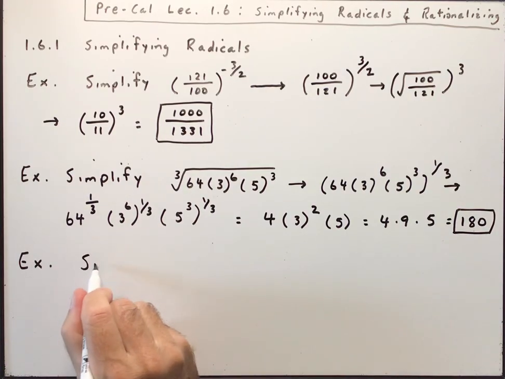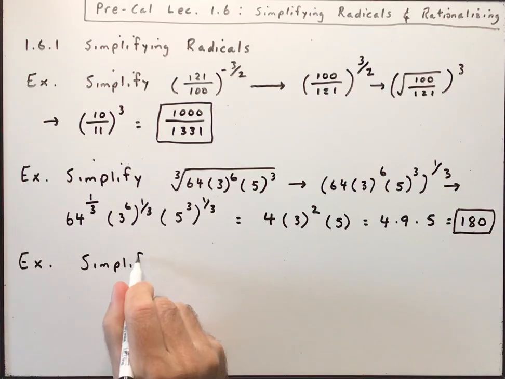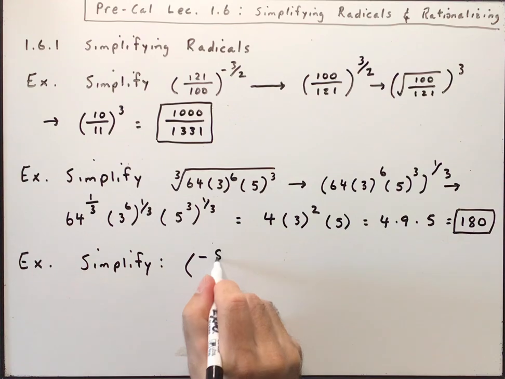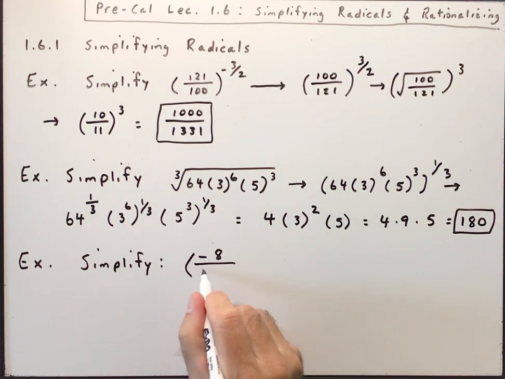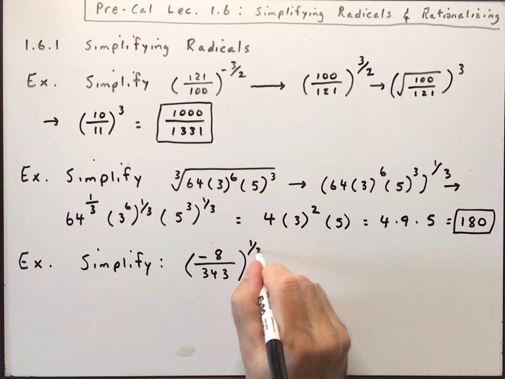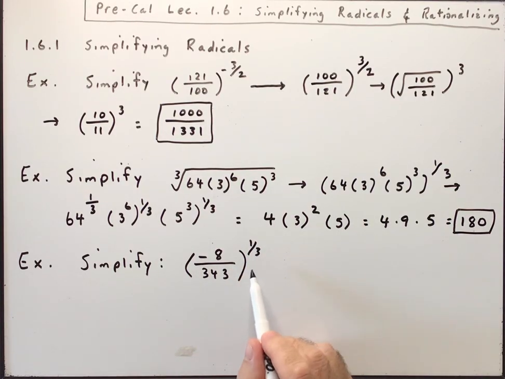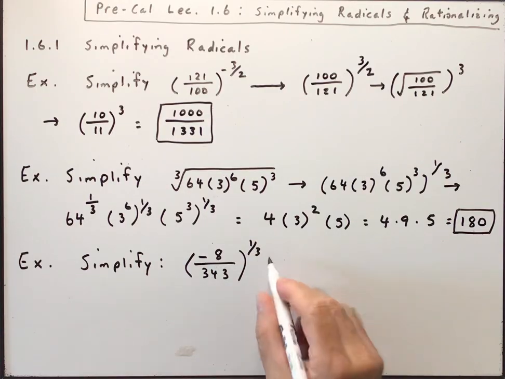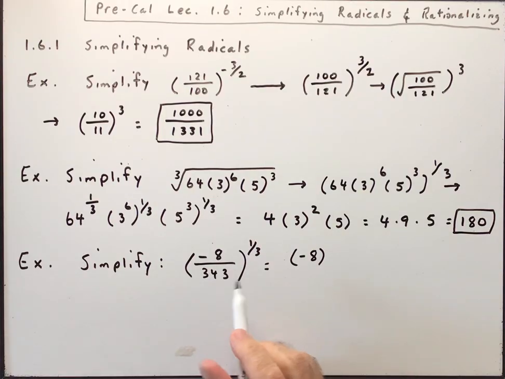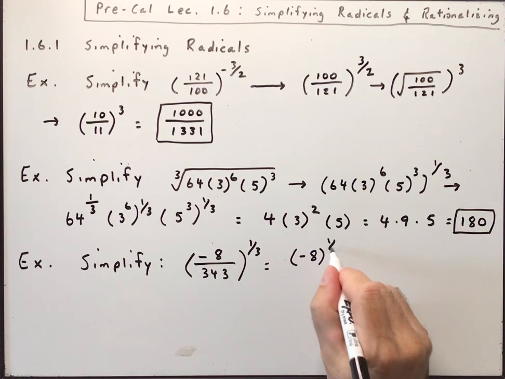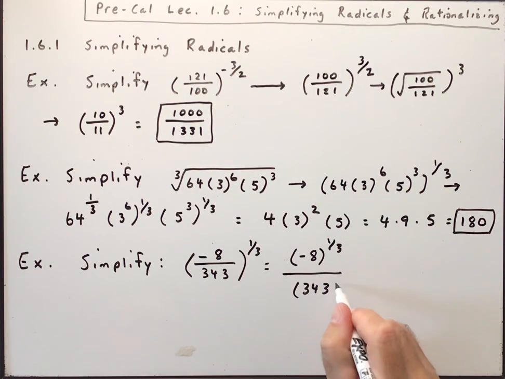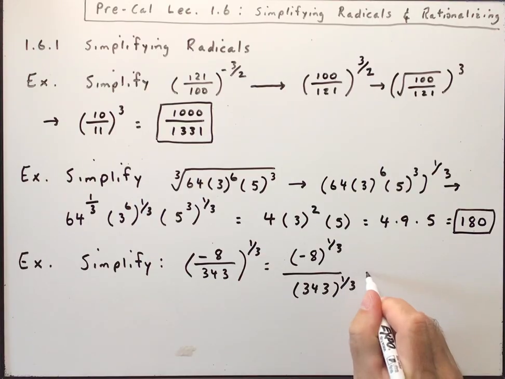Let's simplify. So we have negative 8 over 343 to the 1/3 power. So our exponent's already positive, so we don't want to flip and then make the exponent negative. So we can separate the numerator and the denominator. So negative 8 to the 1/3 over 343 to the 1/3.